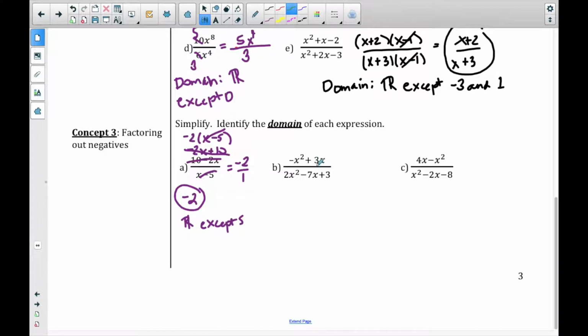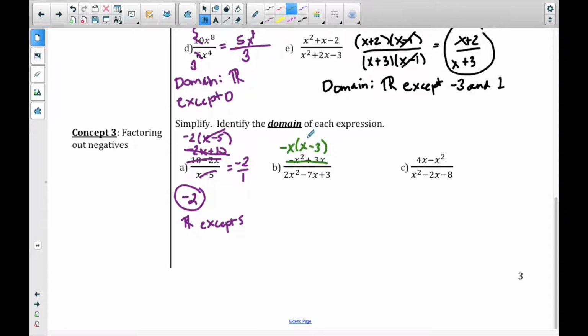Example B. Once again, our numerator can be factored, and I'm going to factor out an x for sure, but I really probably want to factor out a negative x, because when you're in standard form, it's nice to not have a negative leading coefficient. So I get a negative x, and then x minus 3, because a negative times negative is positive, so that's going to give me the right thing. So I can cross that one out now.